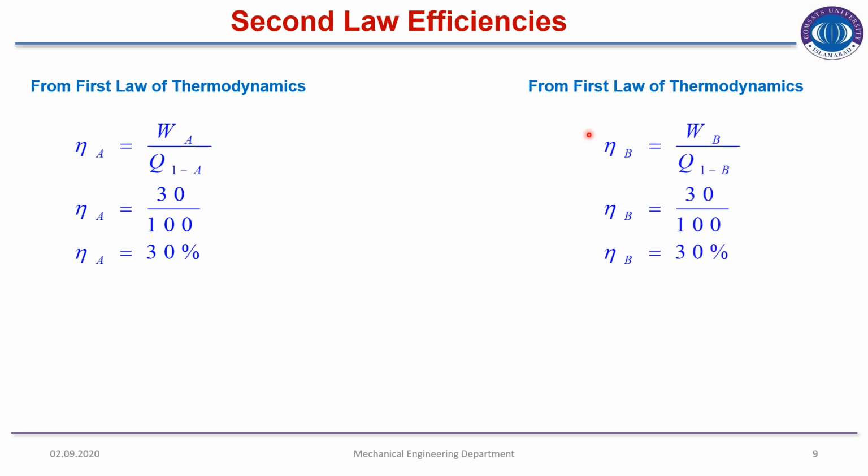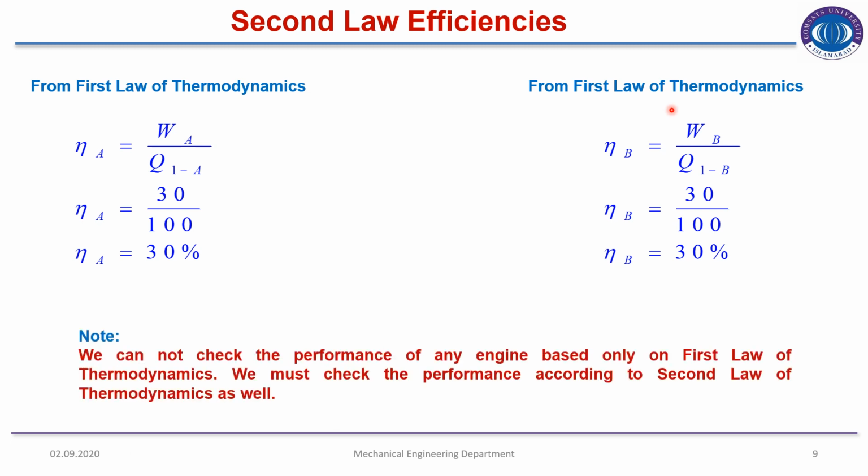And on the right hand side, we are calculating the thermal efficiency of heat engine B in accordance with the first law of thermodynamics. Similarly, thermal efficiency is W by Q, 30 by 100. So thermal efficiency of heat engine B is also 30% in accordance with the first law of thermodynamics. Note, we cannot check the performance of any engine based only on the first law of thermodynamics. We must check the performance in accordance with the second law of thermodynamics as well.